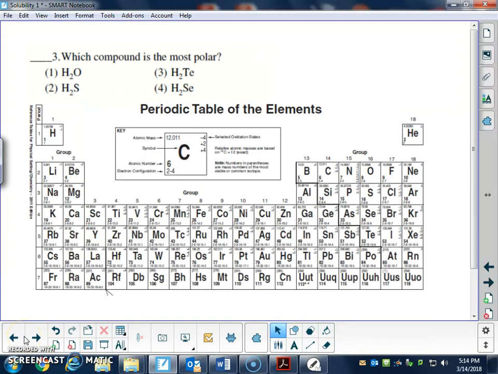Next question is asking which compound is the most polar. You need to remember your electronegativity differences, but more importantly, you need to remember your electronegativity trends. The most electronegative element is this one right here, fluorine. All of these are being compared to hydrogen. As you get further away from fluorine, the less electronegative it is. You want the greatest electronegativity difference to be the most polar. Most polar means greatest electronegativity difference.